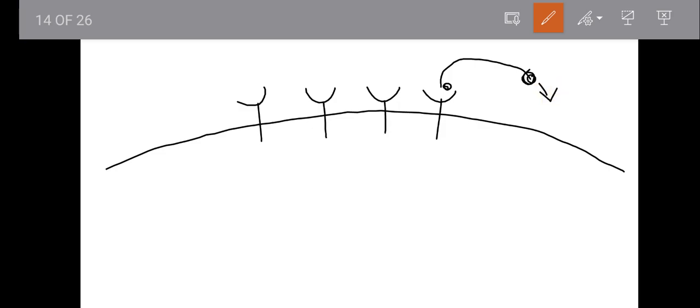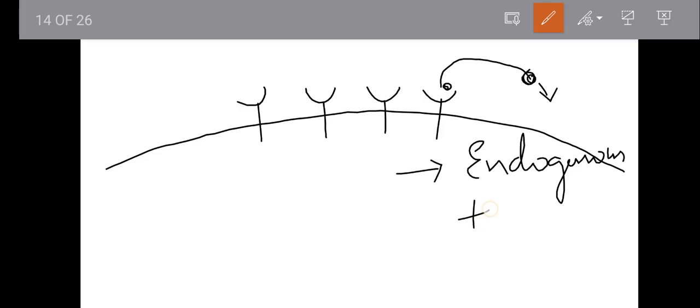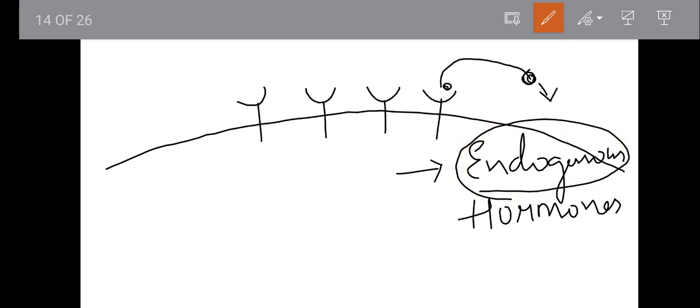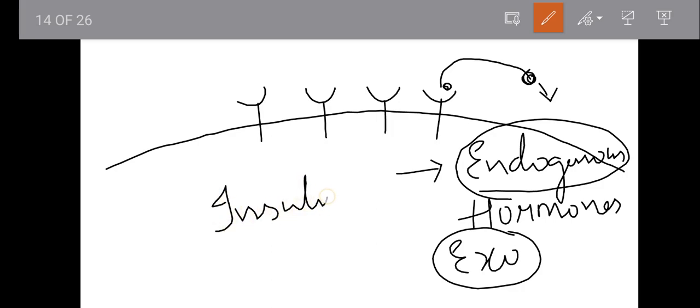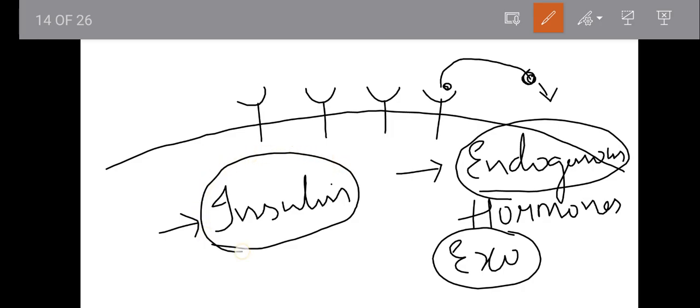Now what is a ligand? It can be an endogenous substance. What do we mean by endogenous? If it is produced in my body, like the many hormones produced in my body, I will say it is an endogenous substance. And a ligand can be an exogenous substance also. Exogenous is nothing but something you are taking from outside. For example, insulin is a hormone which is produced in my body, so I will say it is an endogenous substance. Insulin is also a hormone which is taken externally. In case of diabetes, there will be a deficiency of insulin. In that condition, we will give this insulin exogenously.